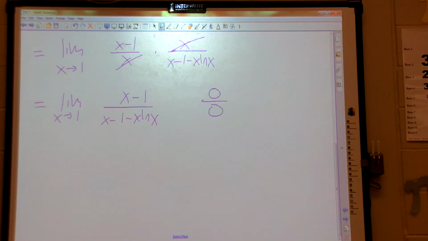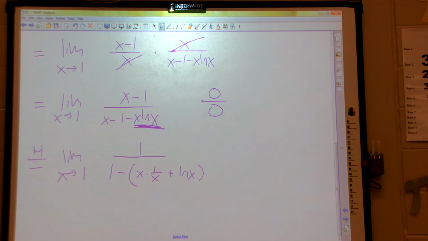So, dang it. What should I do? Do it again. L'Hopital's rule again. Okay, so up top, the derivative is 1. The bottom, that derivative is 1. Then be careful. You have minus, you have to do the product rule here. So you better have parentheses, correct? So I have the first, derivative of the second, 1 over x. Derivative of the first is 1, the second, natural log of x.